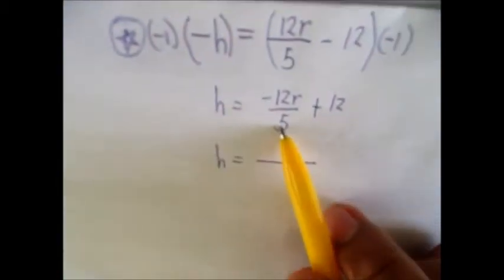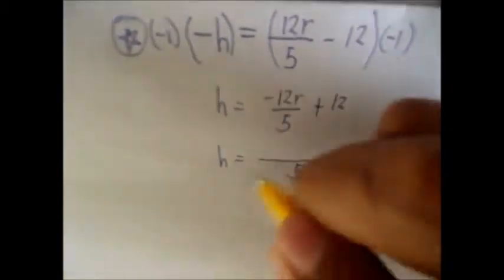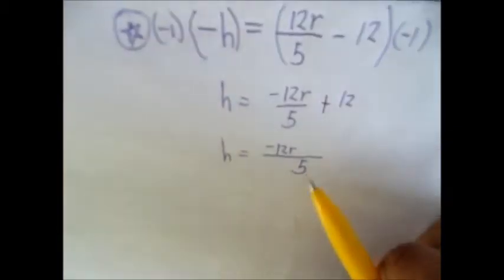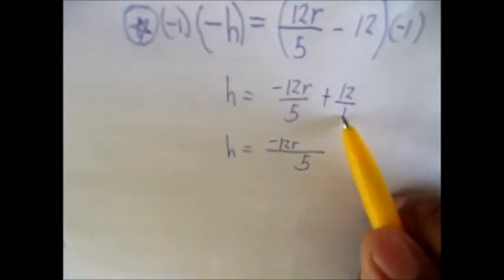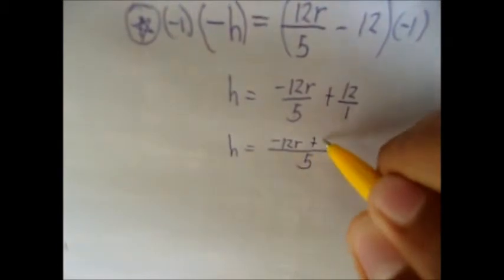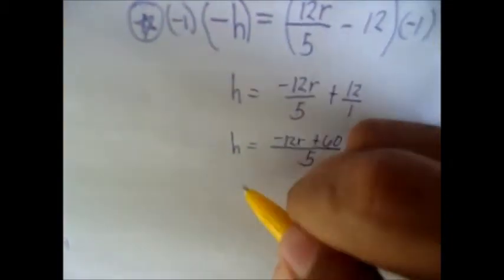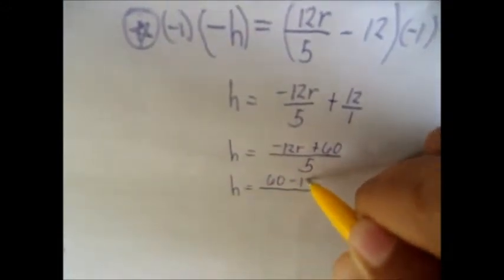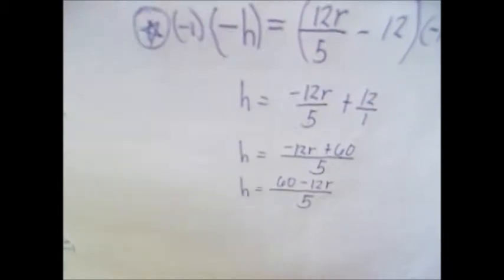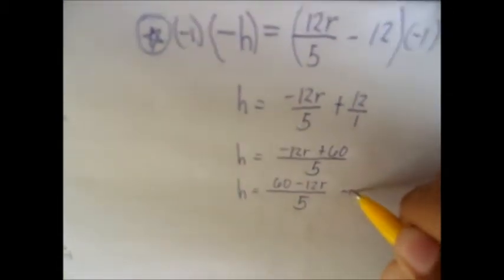So we need to get the common denominator, which is 5. H is equal to, with 5 as the common denominator, 5 divided by 5 is equal to 1 times negative 12r is equal to negative 12r. Then since this denominator is 1, 5 divided by 1 is equal to 5 times 12 is equal to 60. So we arrange this as h equals 60 minus 12r over 5. This is equation number 3.